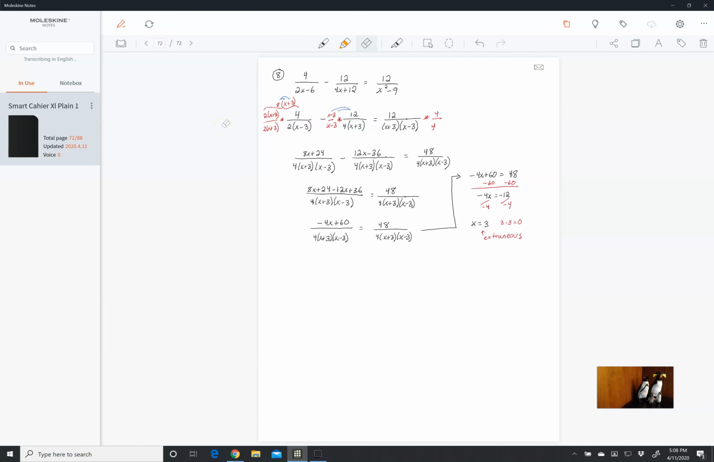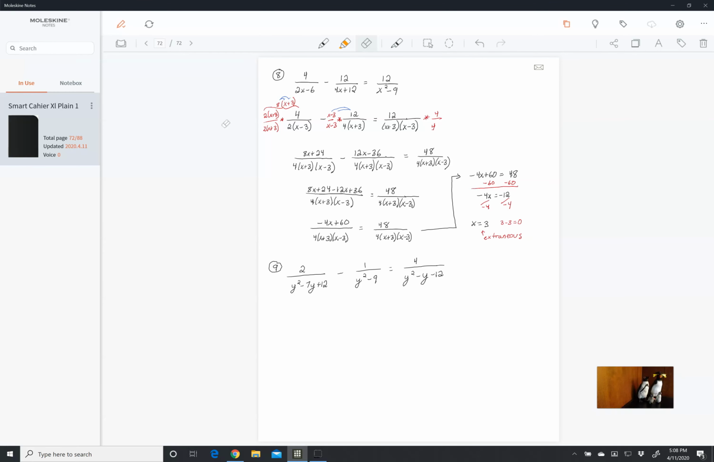Okay. Let's do one last one. So the last one is going to be 2 over y squared minus 7y plus 12 minus 1 over y squared minus 9 is equal to 4 over y squared minus y minus 12.